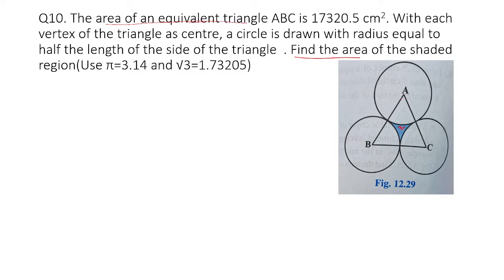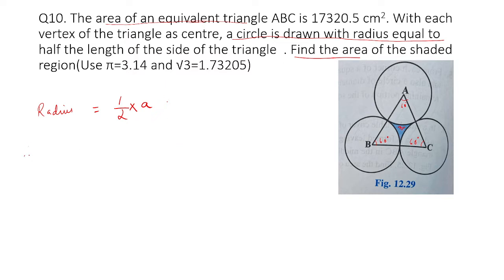Now since this is an equivalent triangle, all of these angles are going to be 60 degree, right? These are all going to be 60 degree. Clear? So the area of this triangle is given as 17,320.5 centimeters square. With each vertex of the triangle as center, a circle is drawn with radius equal to half the length of the side of the triangle. Clear? But we do not know the side of the triangle.